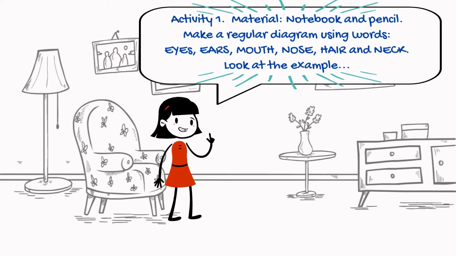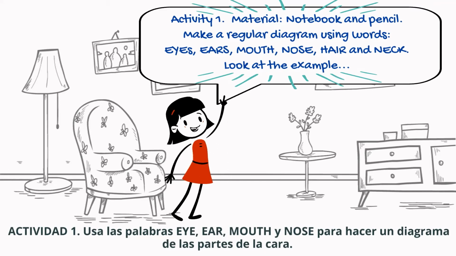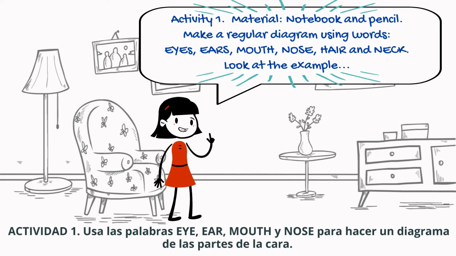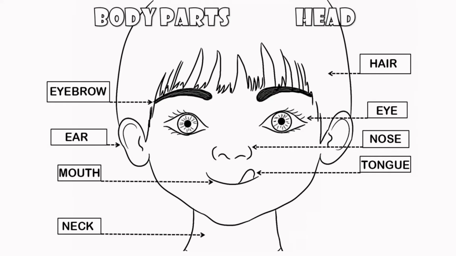For the activity 1, you will need this material, notebook and pencil. You will make a regular diagram using the parts of the head: eyes, ears, mouth, nose, hair, neck. Look at the following example. You can use this diagram to send it to your teacher.